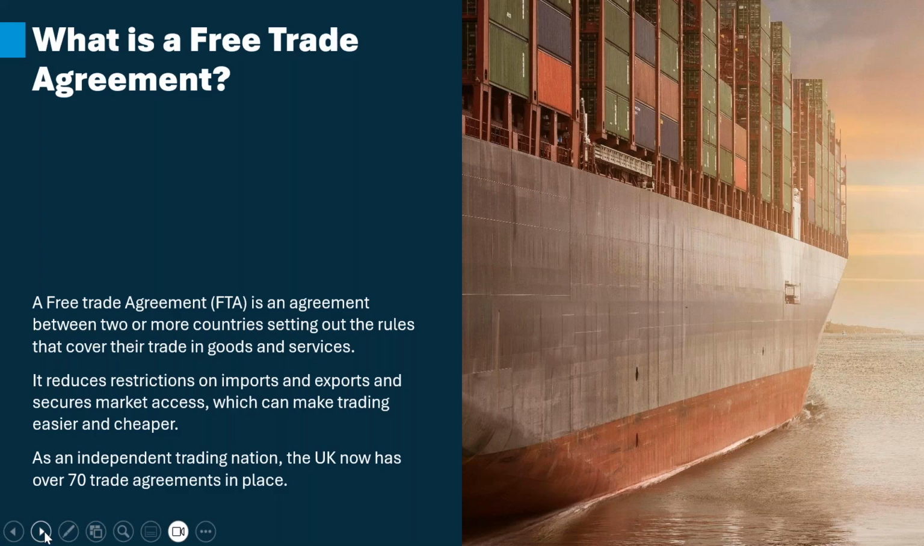So just to kick off, a very quick, what is the Free Trade Agreement? Free Trade Agreement 101, as it were. A Free Trade Agreement is an agreement between two or more countries, setting out the rules that cover the trade in goods and services. It reduces restrictions on imports and exports, and secures market access, which can make trading easier and cheaper. And I'll go into more detail on this in the next few slides.